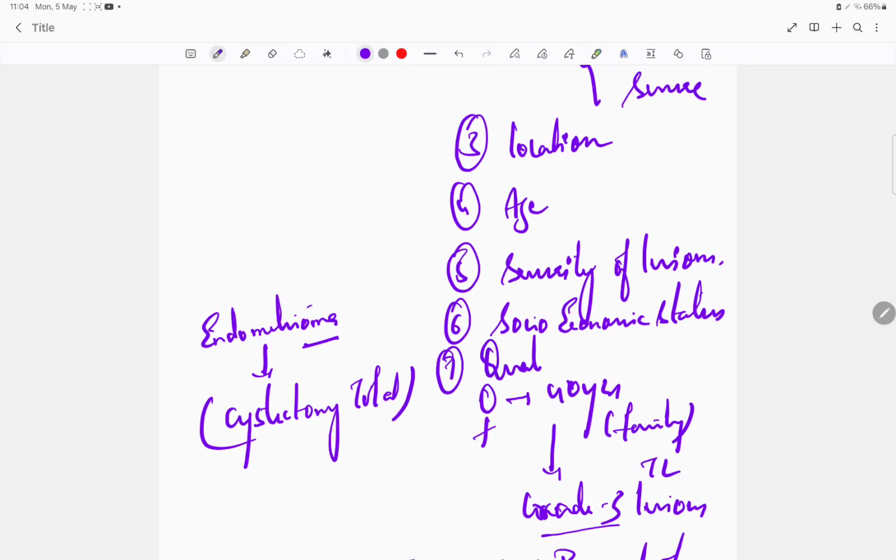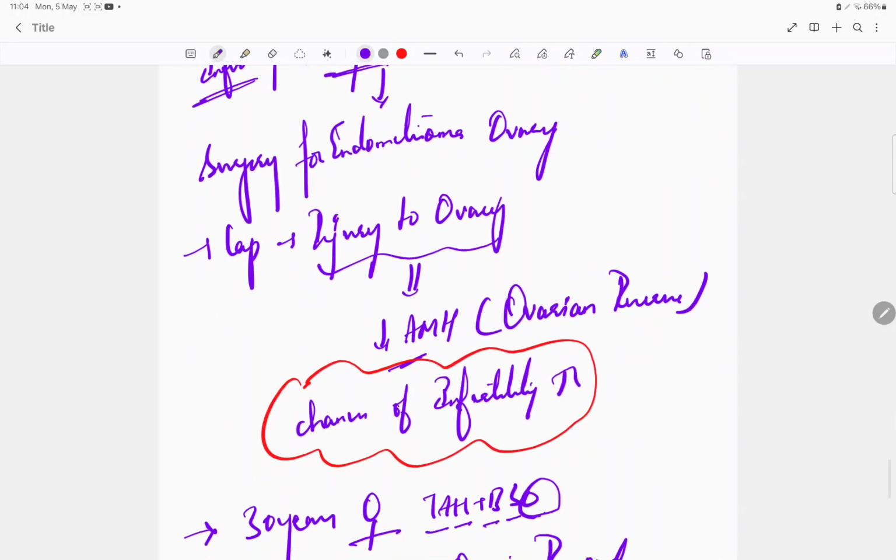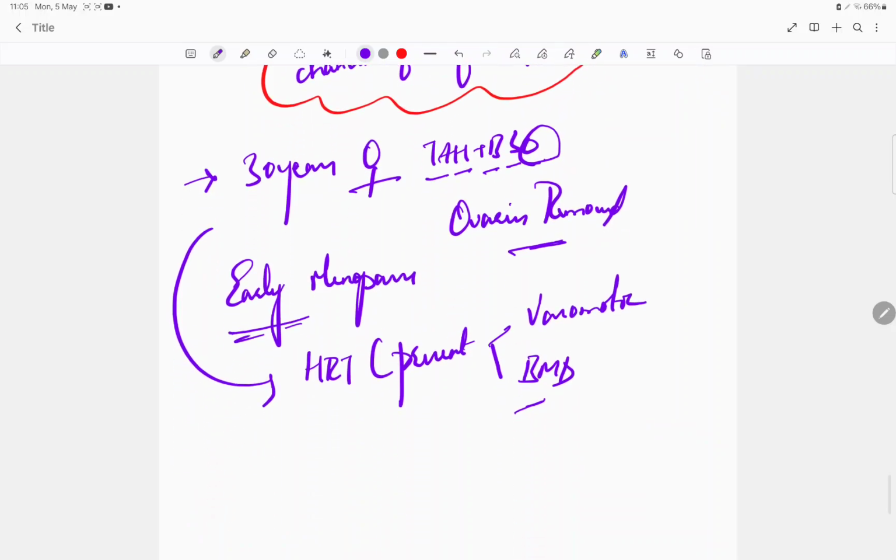When quality of life is reduced, then you have to go for the surgery, explaining the cons of that surgery. For example, if at 30 years you want to do oophorectomy, you have to tell her about early menopause, HRT, all these things. If there is infertility and you are doing endometrioma surgery, there is a chance of further increase in infertility, because you might damage the ovary and the follicles will get damaged. So everything is interrelated, and you have to discuss, formulate one type of surgery and do it.